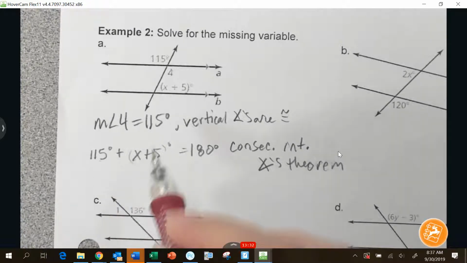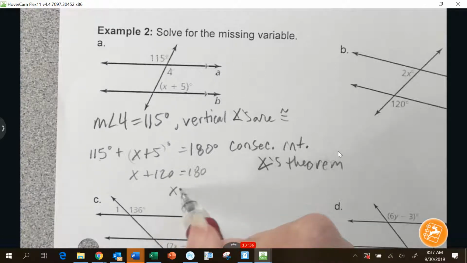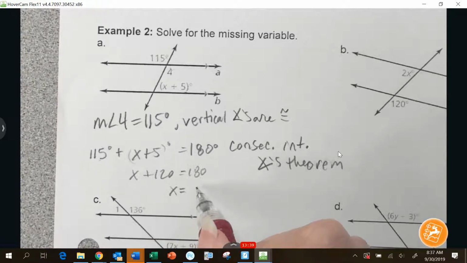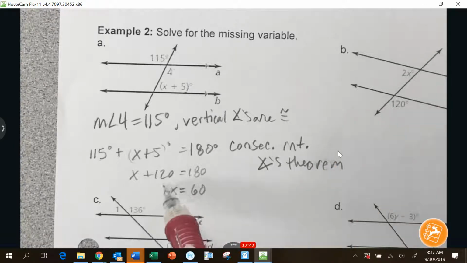We'll add 115 and 5. So x plus 120 equals 180. X equals 60. This is solve for the missing variable, so I'm done.